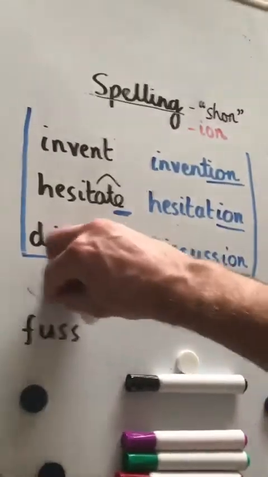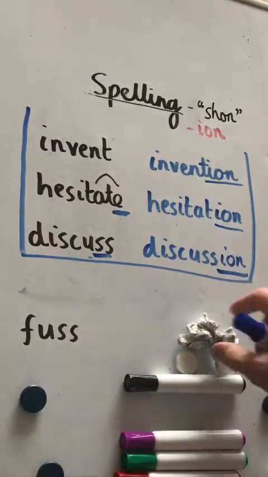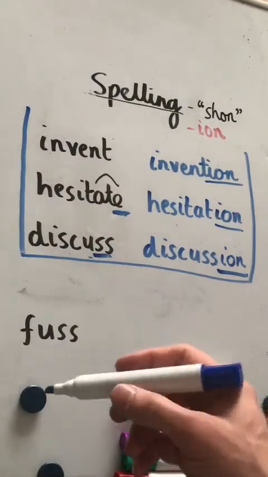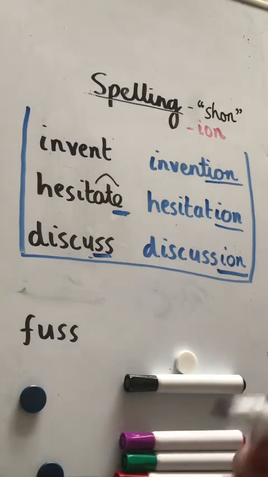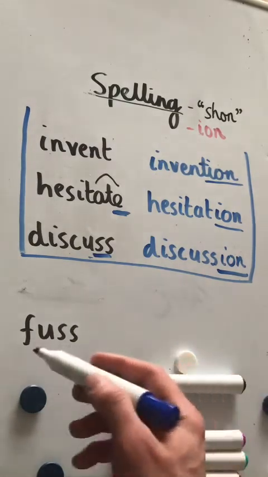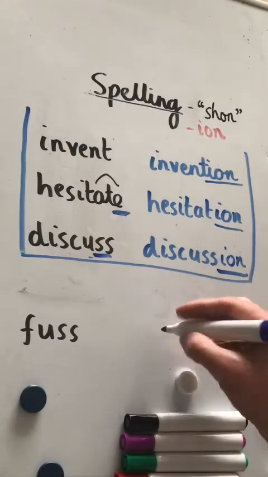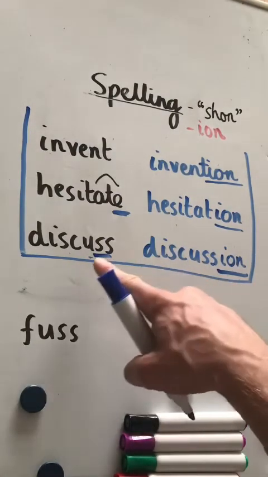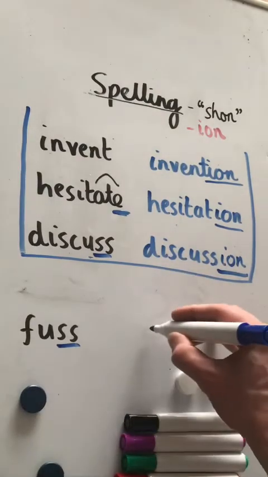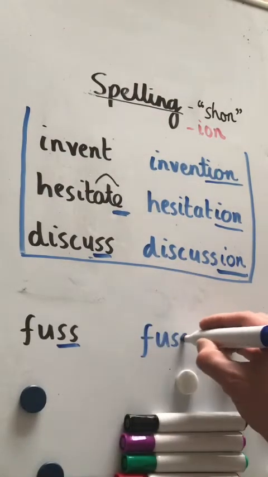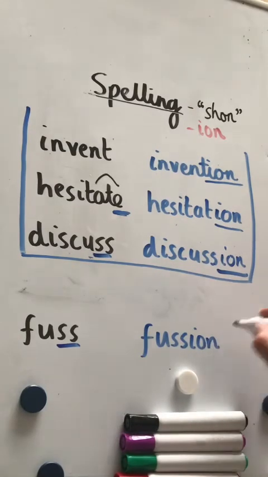Now, I've put fuss in because fuss is a verb. If I fuss with somebody, if I can see some people fussing or having a fuss, this is a verb. But if we were following the rule, just like discuss ends in a double S, this ends in a double S, fushin. That's what it would sound like, but that doesn't sound right either.